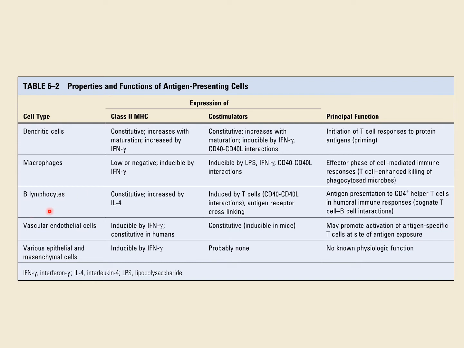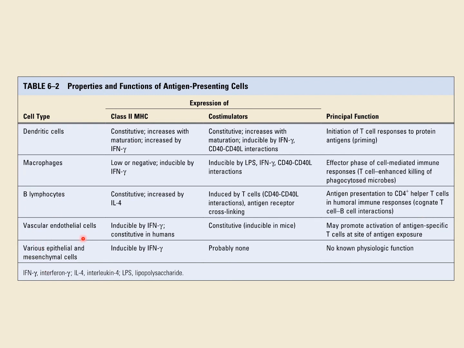B lymphocytes also have MHC class II molecules on the surface and their expression is constitutive and is increased by interleukin 4. The co-stimulator expression is induced by T cells and antigen receptor cross-linking. So the primary function of B lymphocytes as antigen presenting cells is to induce humoral immune response, that is activation of helper T cells which then induce B cell activation and antibody formation.